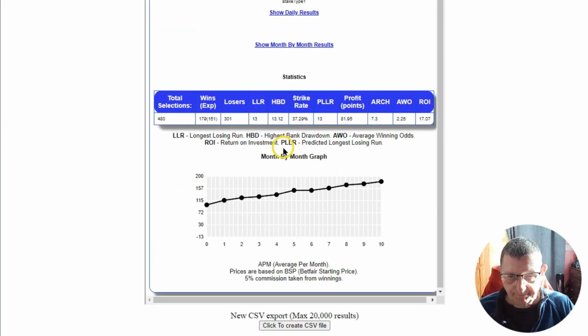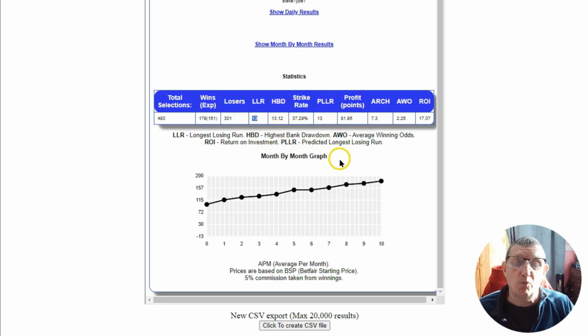So if we come down and we have a look at the results, we've got 81.95 points profit. We've got a longest losing run of 13. Now, why does that matter? Well, that kind of tells us how much money we can afford to put on each selection. So, for instance, if we've got a bank of £100, yeah, we can't put £10 stake on every runner, because if it has 13 losers in a row, that's £130. Well, we haven't got enough to do that.